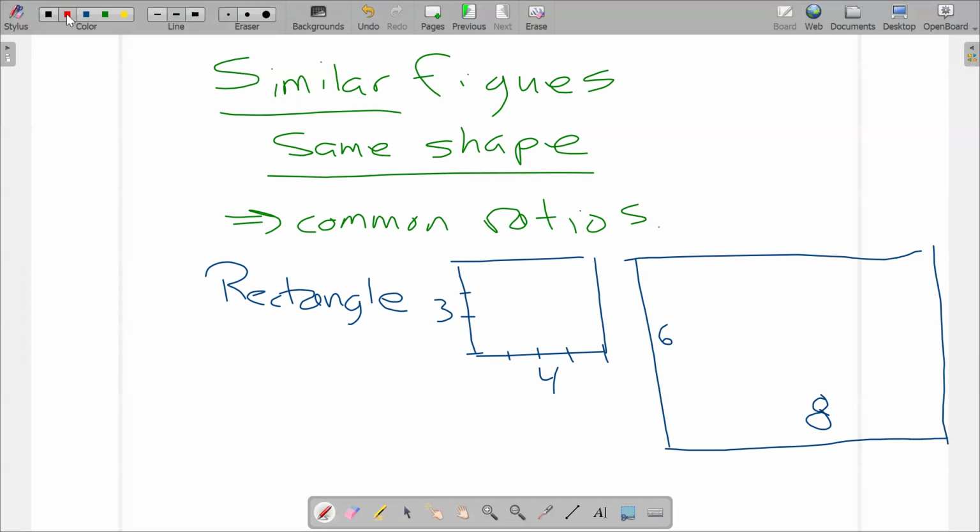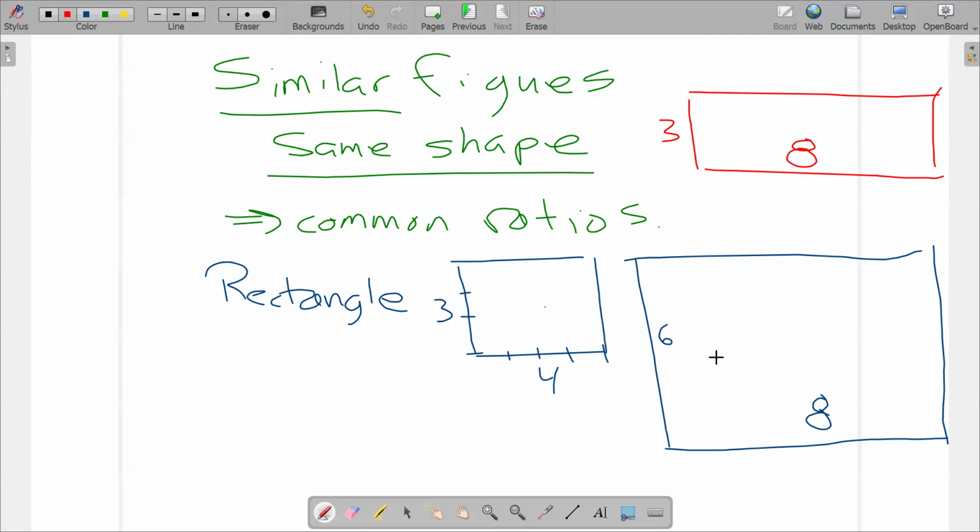Not all rectangles are similar in shape, though. Like suppose I made a rectangle that was 3 by 8. Is that the same shape as the rectangle I started with or the new one I made? The answer is no, that's thinner, wider, right? It's not the same shape.